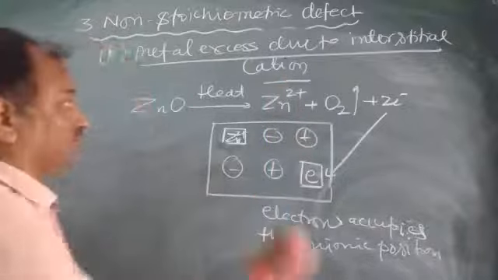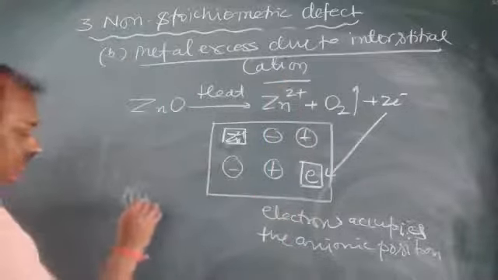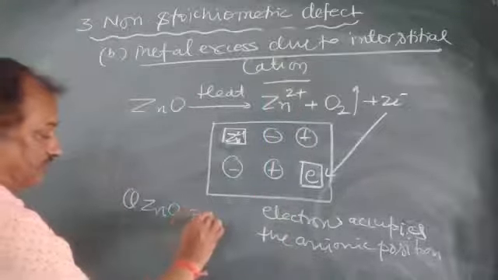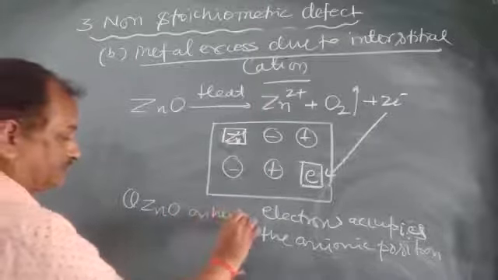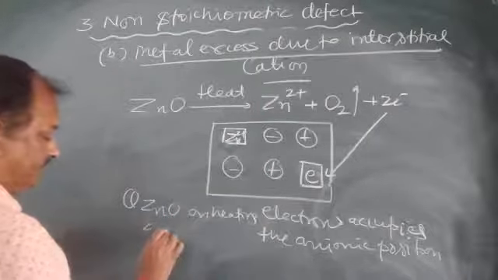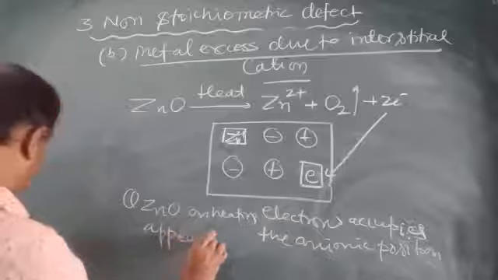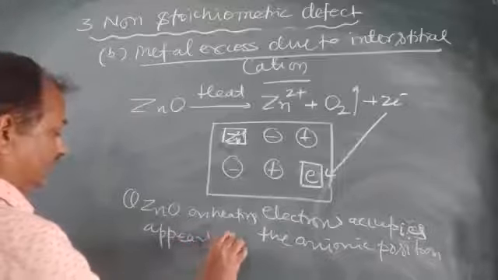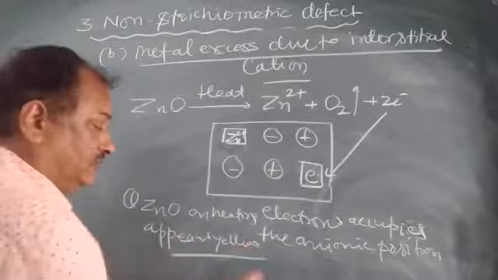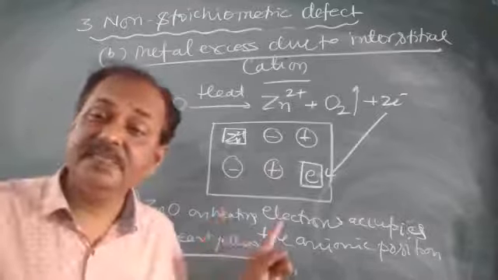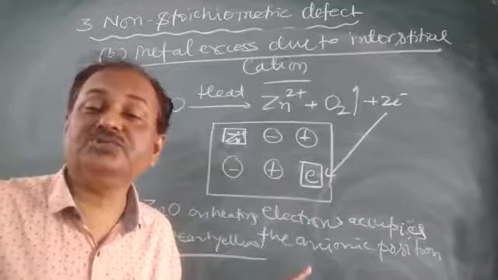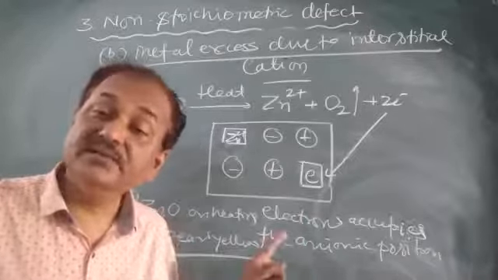This is a very important point, that zinc oxide on heating appears yellow. Why? It means in normal condition zinc oxide is white in color.